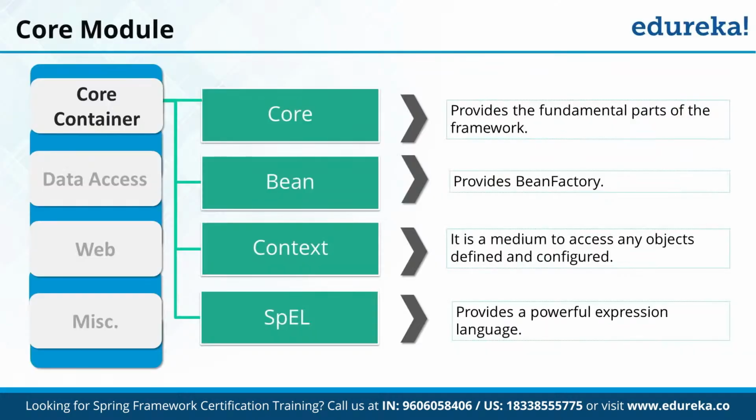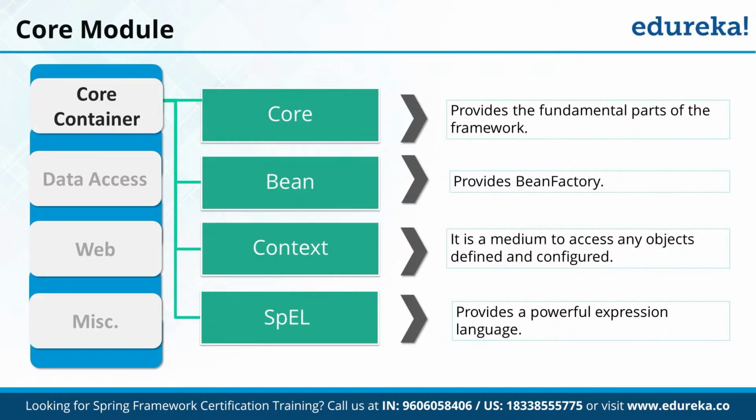All right, guys. So what are the modules? We're gonna discuss the core module over here. The core module or the core container has four major key concepts. The first is core. That's the fundamental part of the Spring framework. Then we got the bean, which is provided with the help of a bean factory. It's like a container which is going to generate the bean. Bean is nothing, it's an object, guys, right? So it's an object.